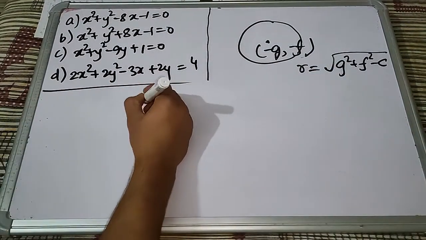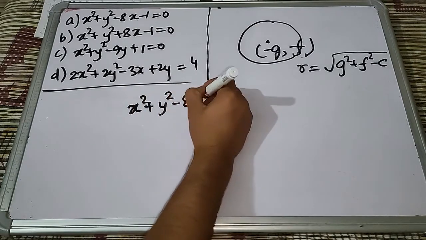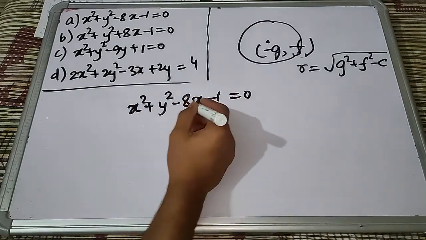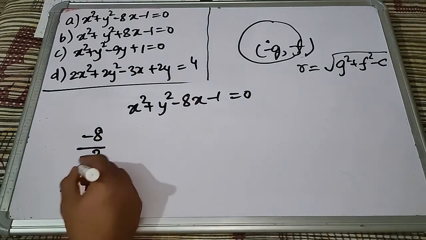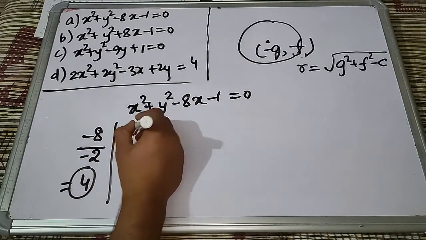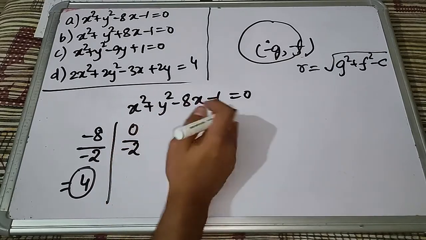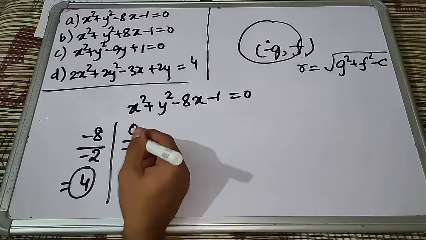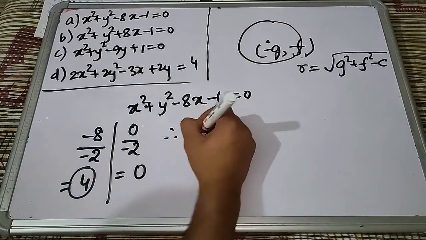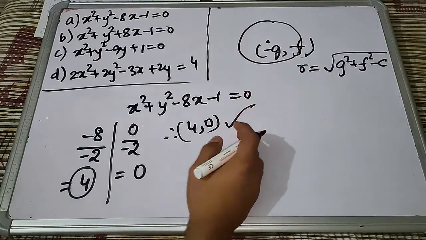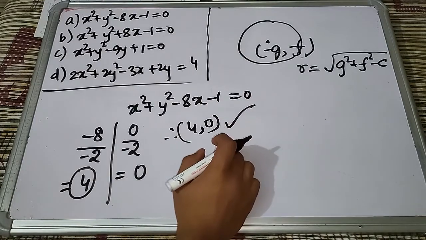The first option is x square plus y square minus 8x minus 1 equals 0. Therefore, the coefficient of x is minus 8, divided by minus 2, you get 4. The coefficient of y is 0 divided by minus 2, because there is no y term, right? So the coefficient should have been 0. Therefore, the center is (4, 0). So the first condition is satisfied, that the center is (4, 0).